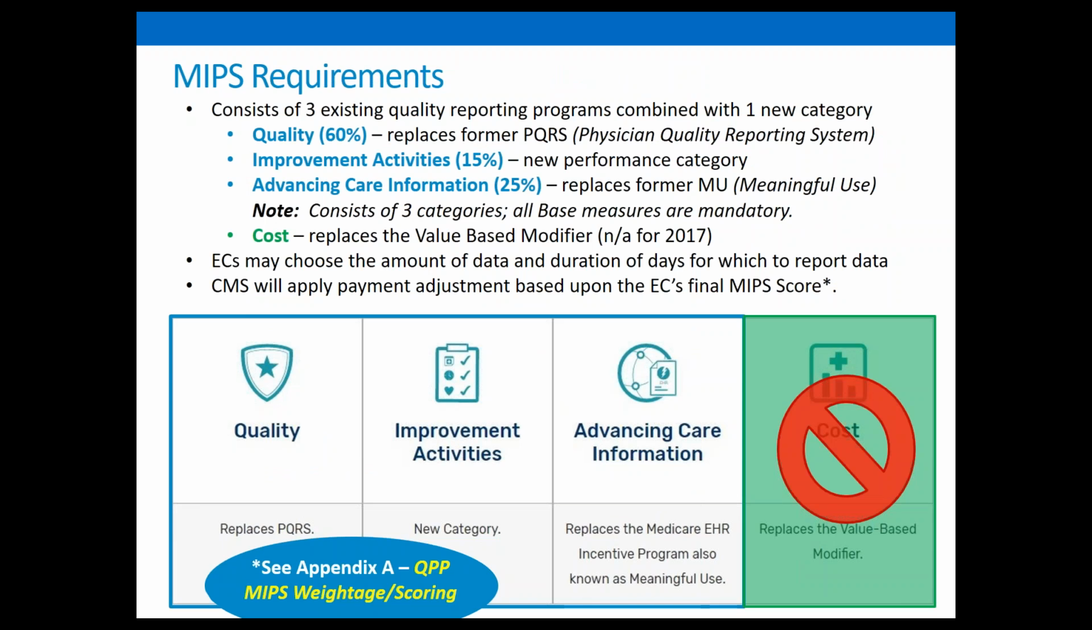And then within the MIPS program, what they have done is created 4 different categories. Now for 2017, we're only worried about 3 of them. The cost category is not applicable this year. So the MIPS program, as far as what you need to capture inside PrognoCIS and then ultimately attest and report the data for, is broken into 3 categories: quality, improvement activities, and advancing care information. Those are the 3 categories that you need to set up, which is what we're going to look at here first.